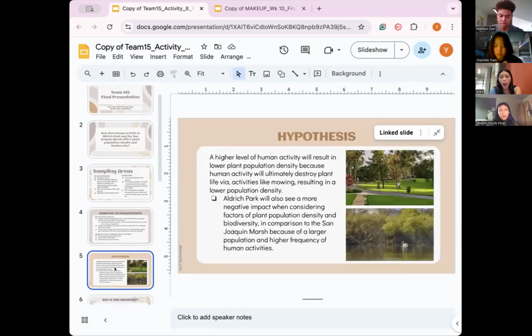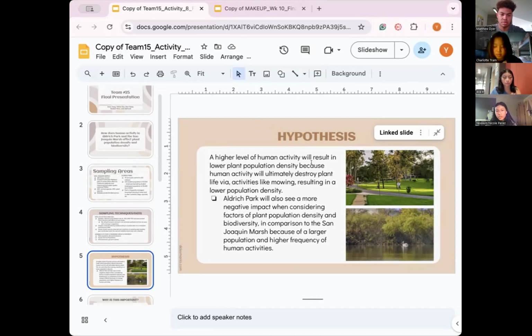So our hypothesis. Basically what it's saying here is that higher human activity reduces plant density due to activities like mowing. Aldrich Park, with its larger population and more frequent human activity, will experience greater impact on plant density and biodiversity compared to the San Joaquin Marsh.